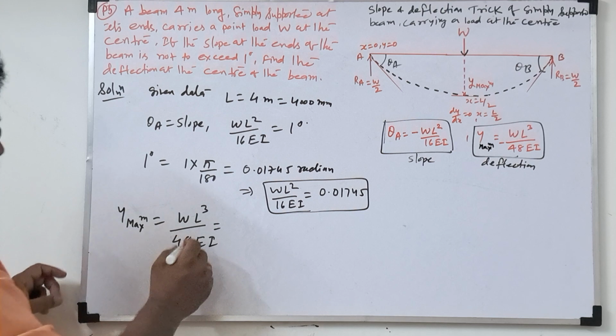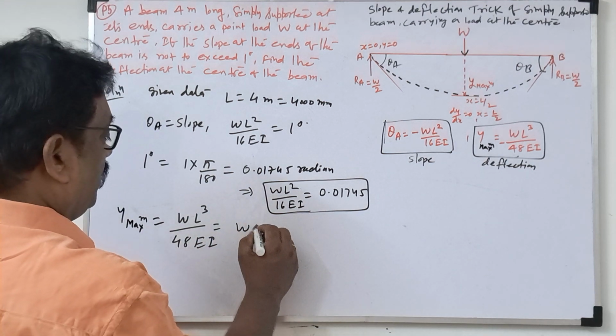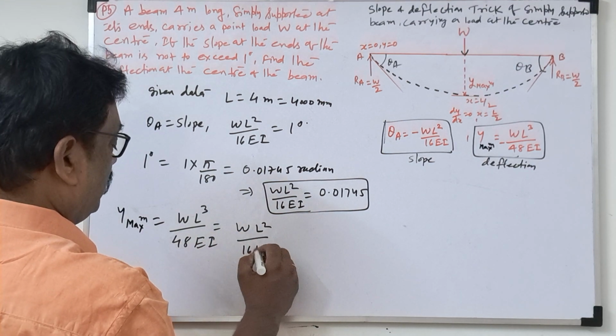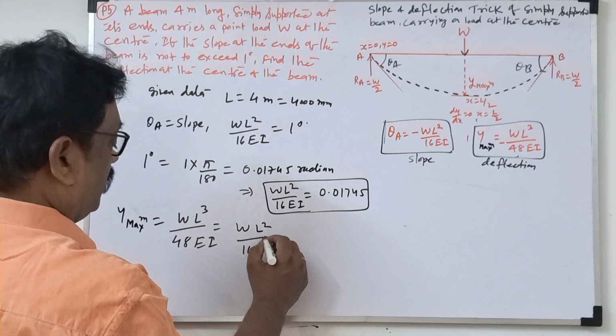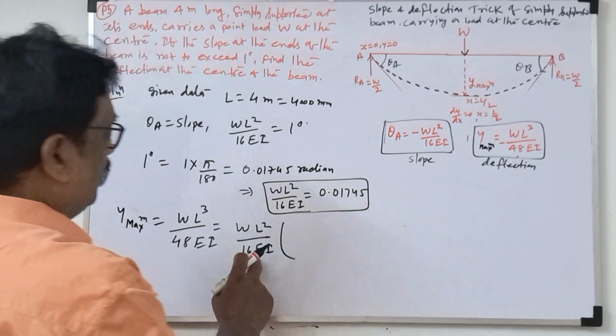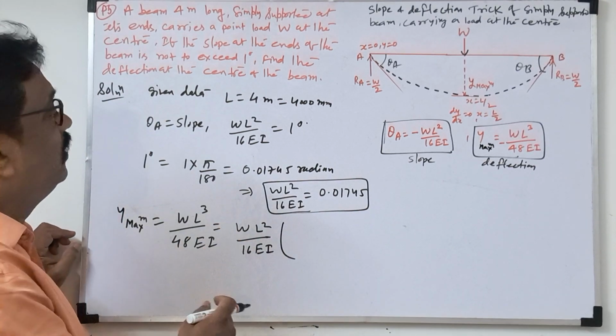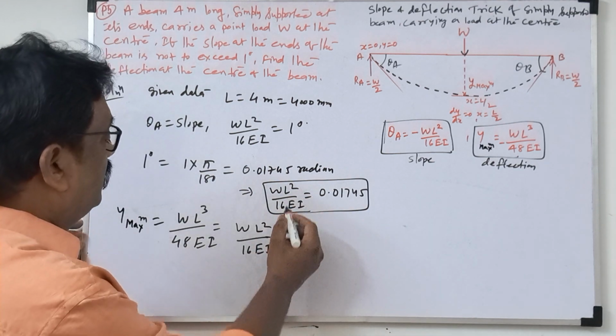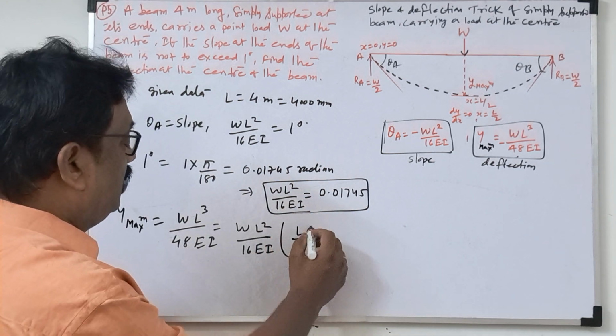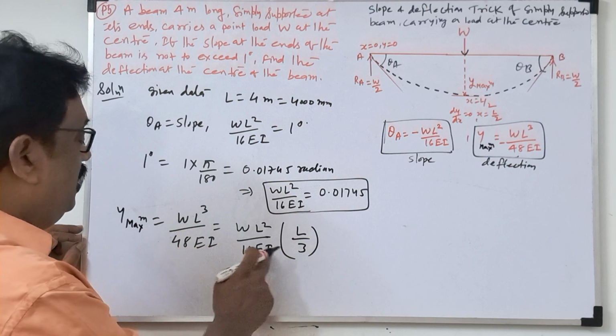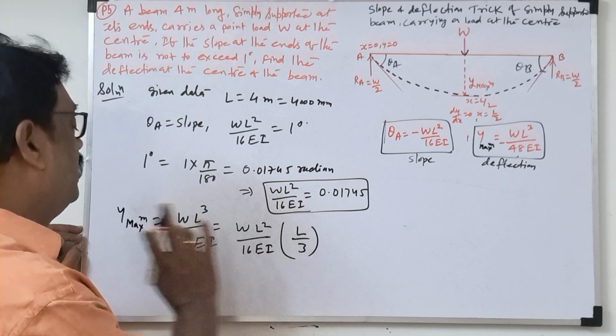Now what we'll do? We'll adjust here. I wrote WL square by 16 EI because in questions like this, the Young modulus, moment of inertia and load are not given, so that way we can find it. So L by 3, WL cube by, 16 times 3 is 48 EI, yes.